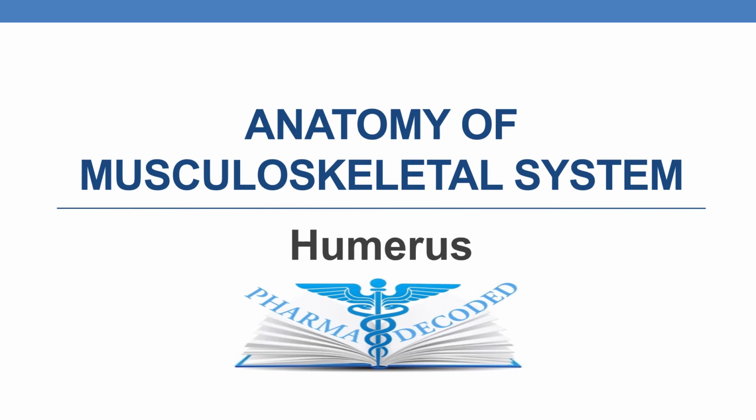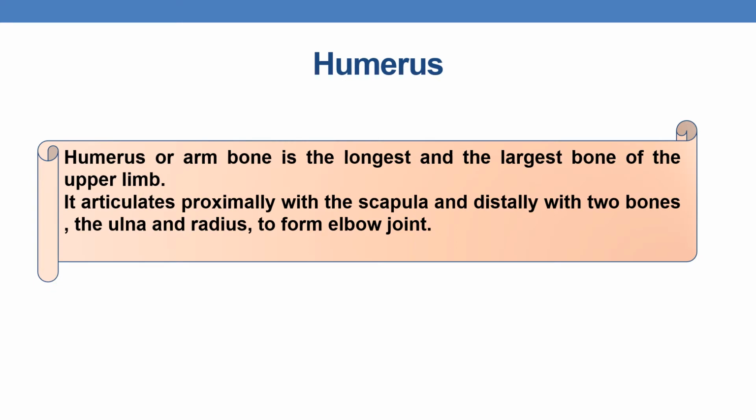Hello everyone, now let us discuss the anatomy of the musculoskeletal system, humerus. In the current session, we will be focusing on the anatomical components of the humerus. So what is the humerus? Humerus is the arm bone. It is the longest and the largest bone of the upper limb.